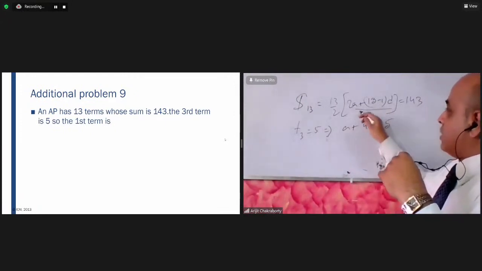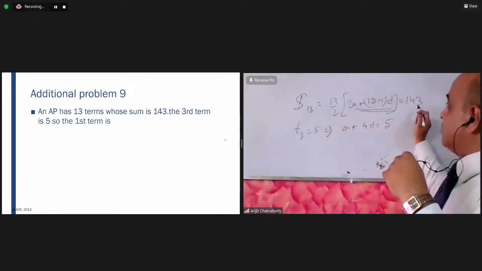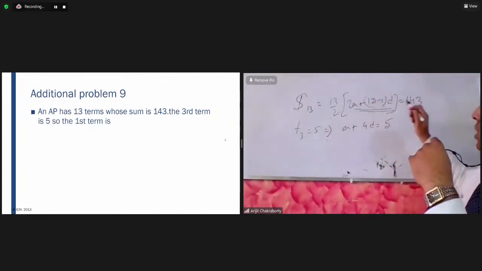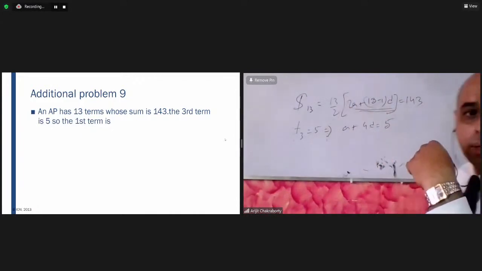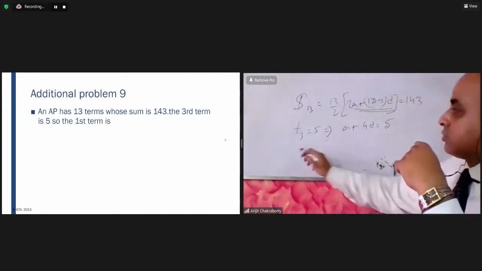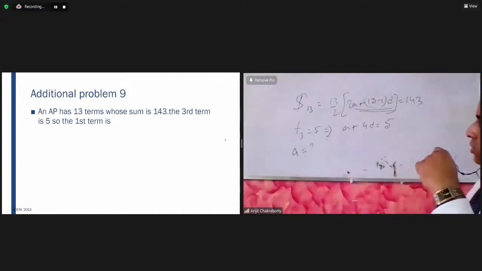And here we are getting 2A plus 12D equal to 143. Of course, 13 by 2. So we have to find the first term. So A we don't know. A is to be found out.